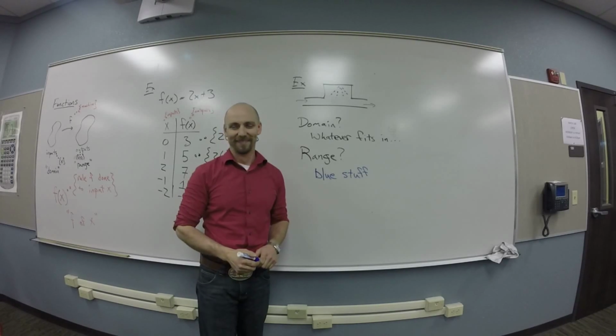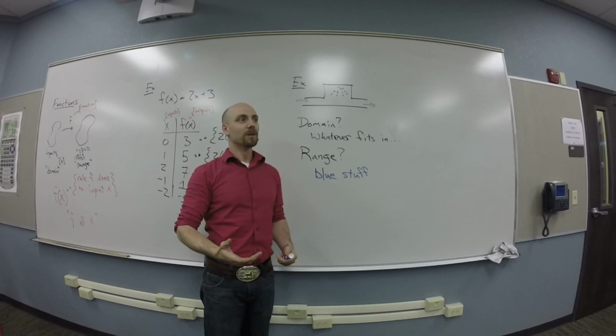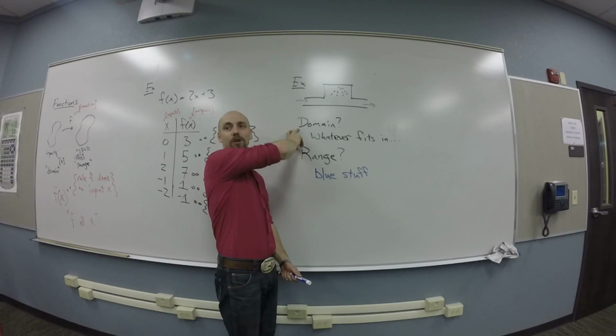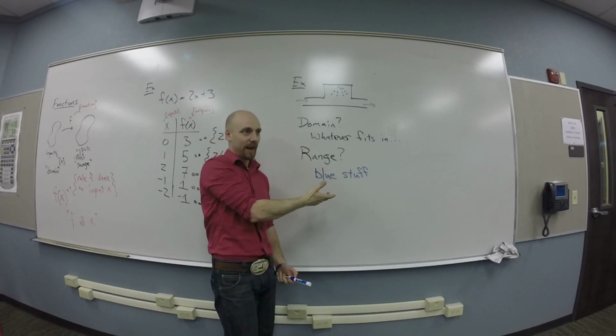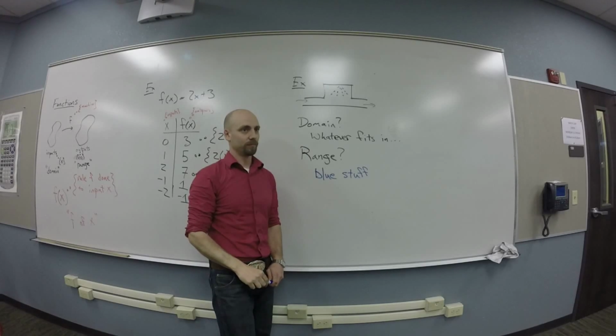Got it. You guys get this? So the domain's whatever you can put inside, whatever we can fit in the rule, and the range is whatever we can get out. Cool?